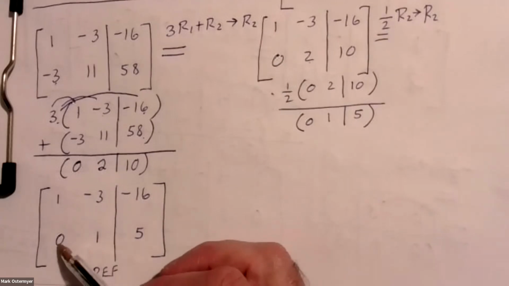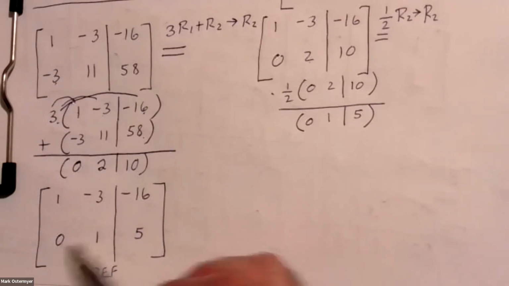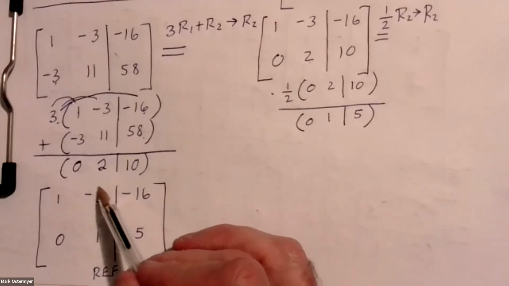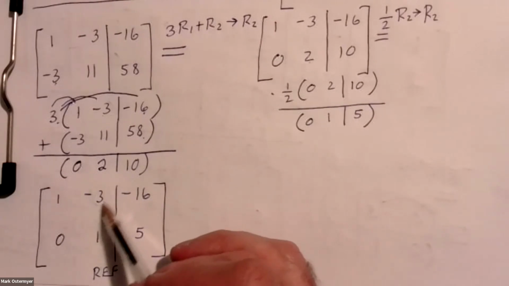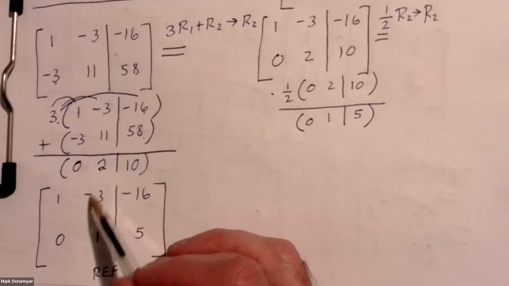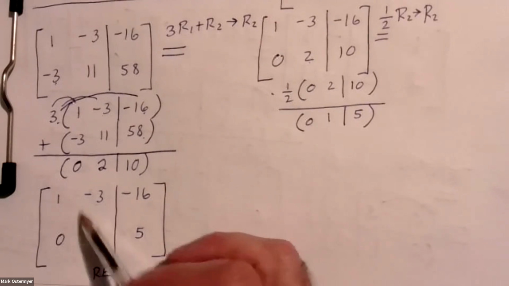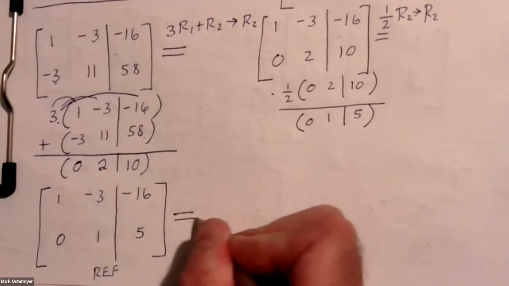I now need to make use of row 2 to clear out the rest of column 2 above the main diagonal. In other words, I have to make this 1, 2 entry become a 0. And then we'll have reduced row echelon form. What do I add to -3 to make it 0? You have to add a +3.